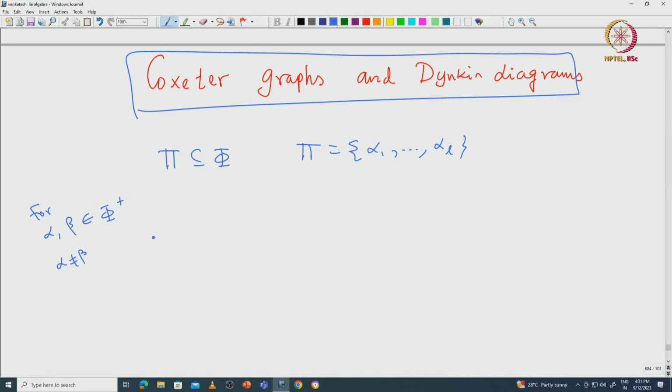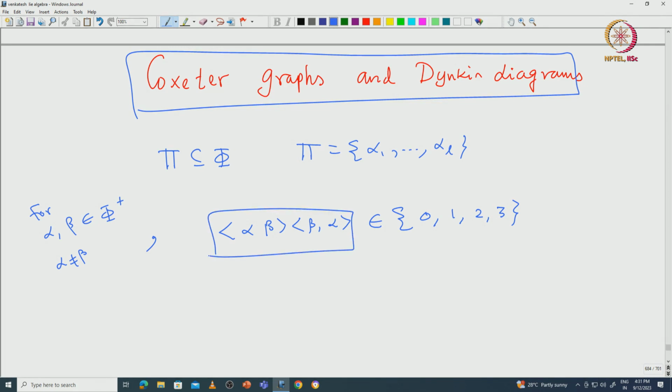then if you compute the product of the Cartan integer associated with alpha, beta and then beta, alpha, we have seen that this must be one of the following numbers: either 0, 1, 2 or 3. Since the inner product of beta and alpha is positive, this has to be a non-negative integer. So, this can take values 0, 1, 2, 3. This is something we know already.